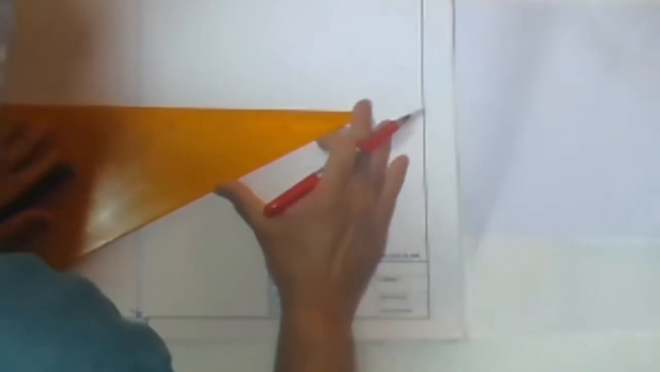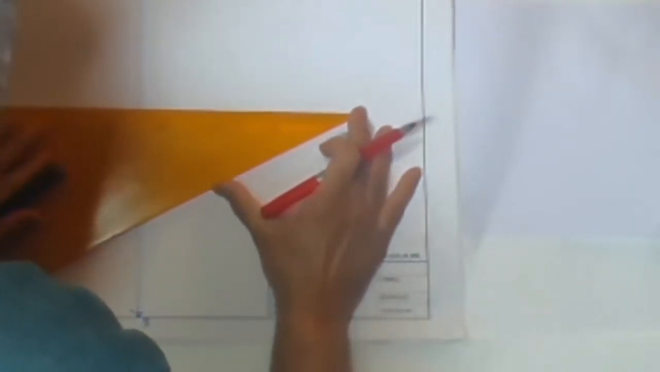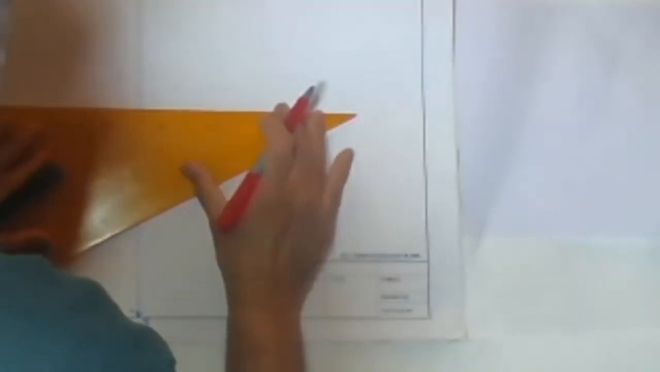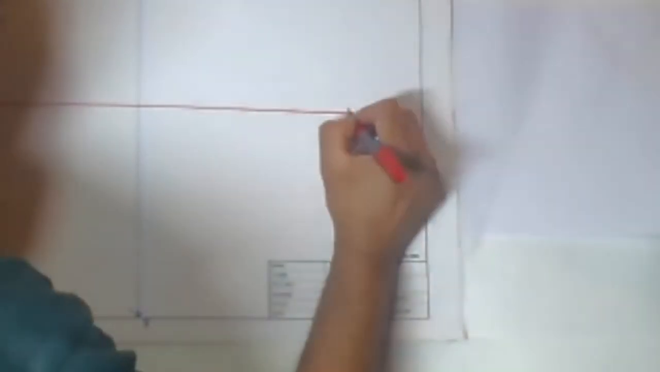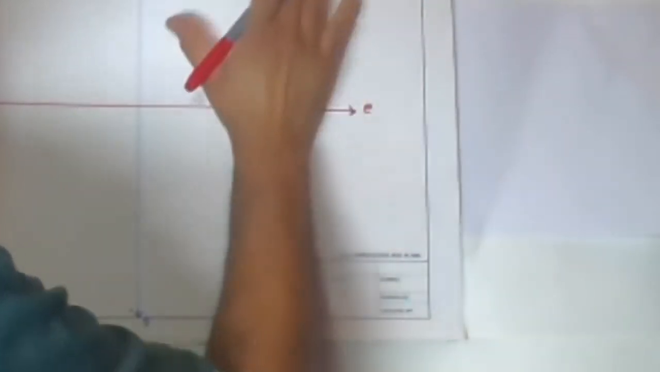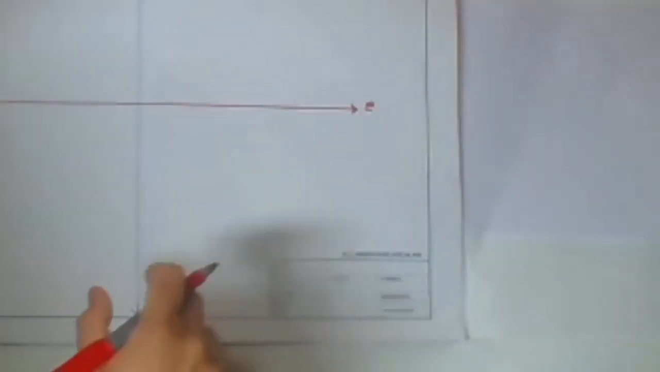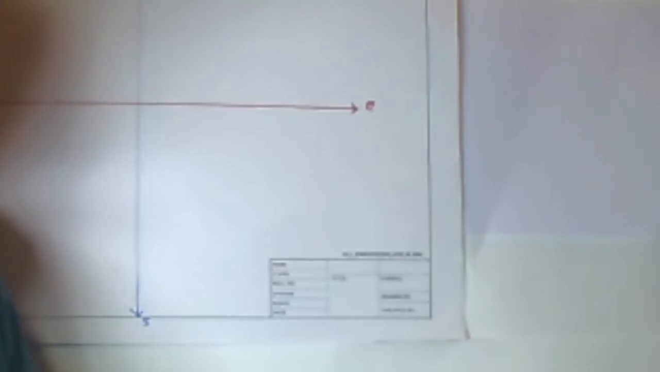Come to the next one, the east-west line. Again, you have to draw it in the center. This should be your west on the left, and the right is towards east. So the problem lies on this side, and most of the construction will come on this side.